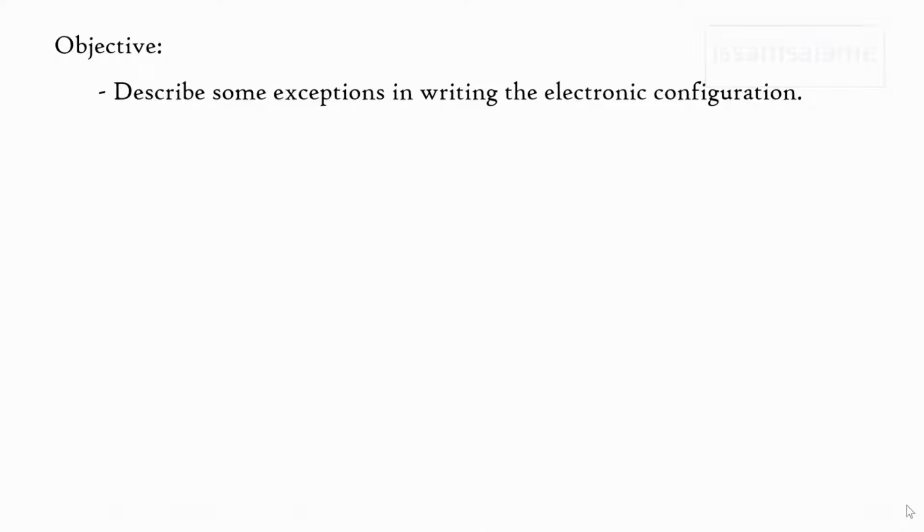Hi everyone. Today we are going to talk about the exceptions in writing the electronic configuration for some elements. Don't forget to answer the questions at the end of the video and put your answers in the comment section below. Thank you. Let's start by writing the electronic configuration for chromium with 24 electrons.